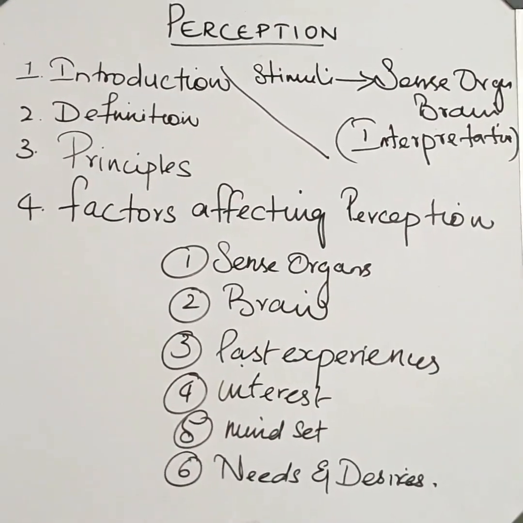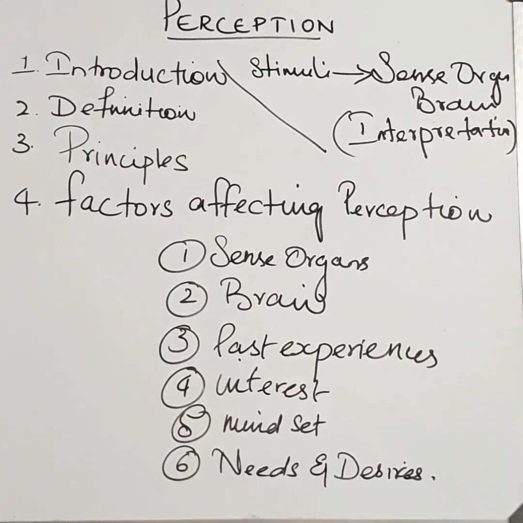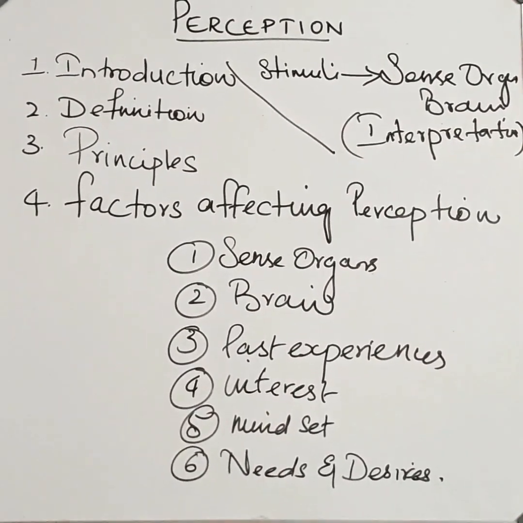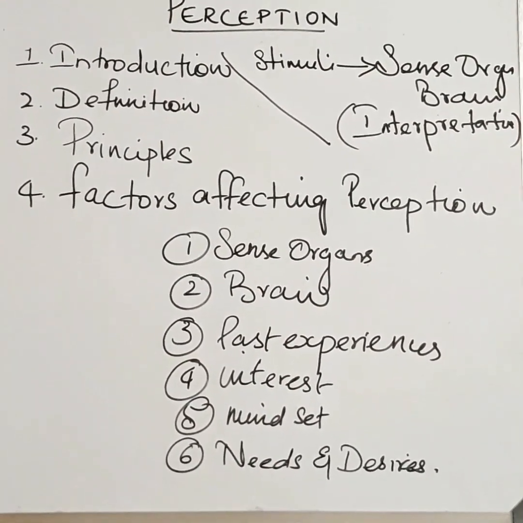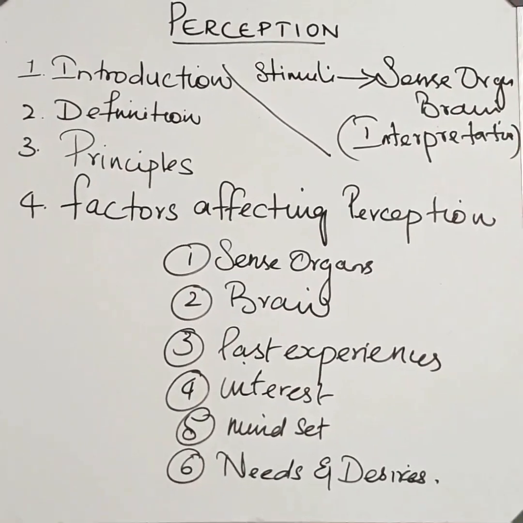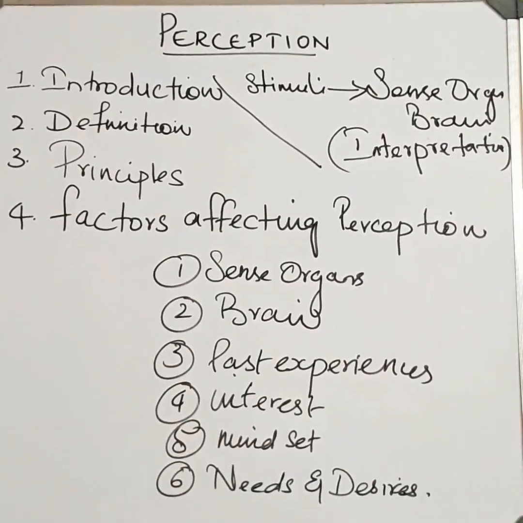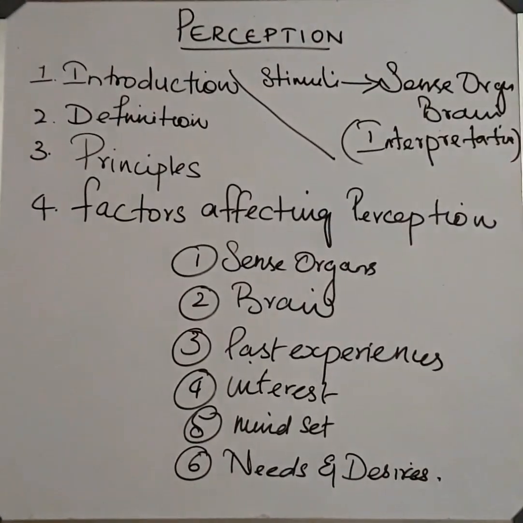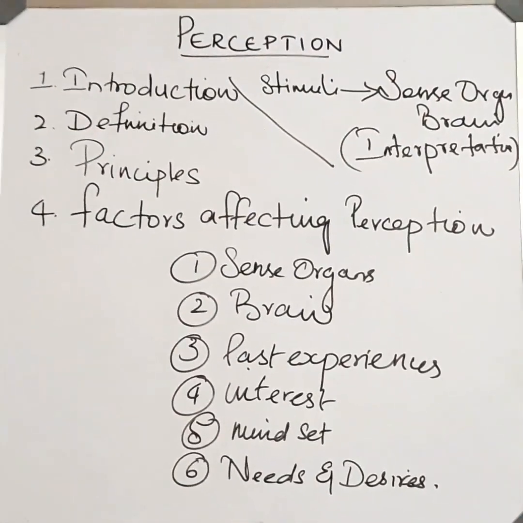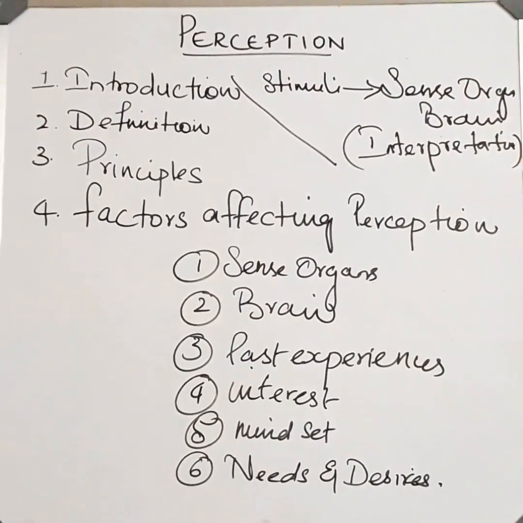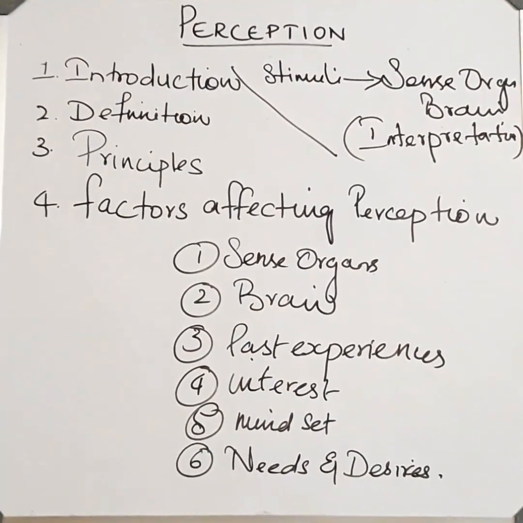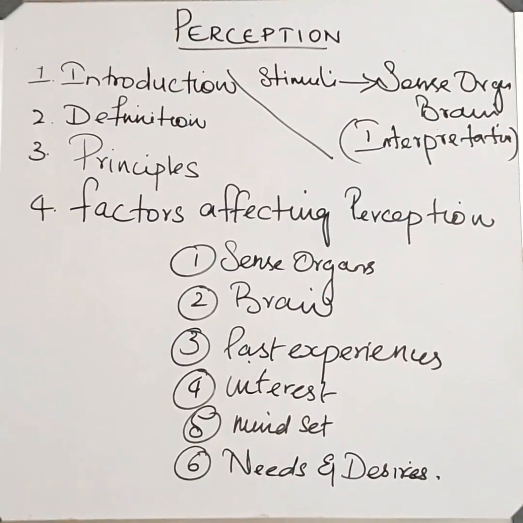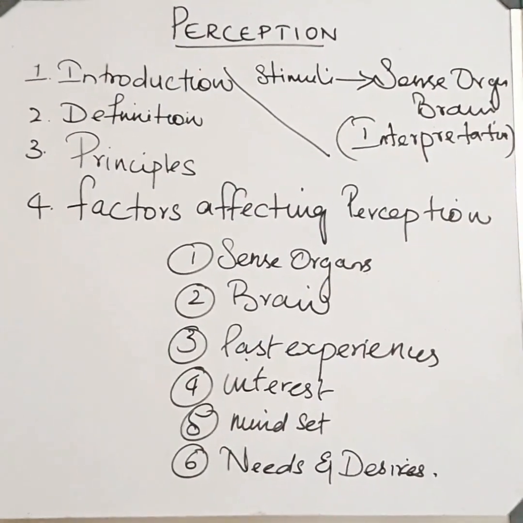If our sense organs are not in good condition or we have any problem in our sense organs, we will perceive the things in wrong way. Next one is brain. So brain is the important one to make the perception. If any problem, any tumors, any diseases in the brain, it makes our perception wrong way.